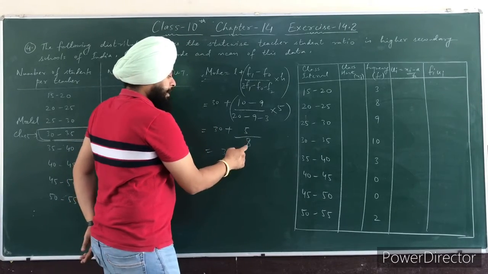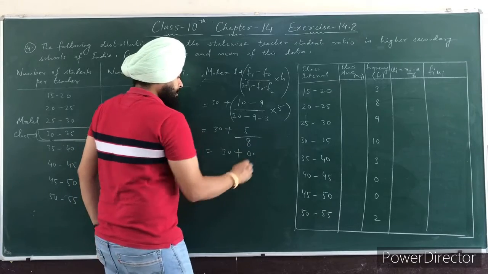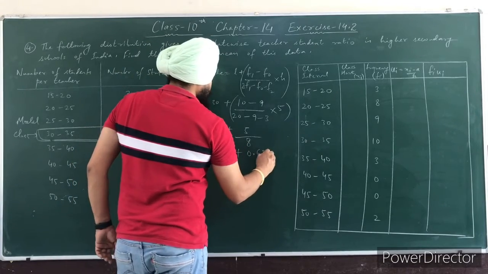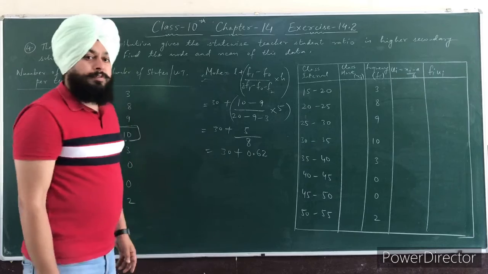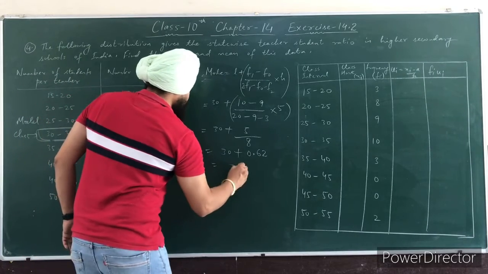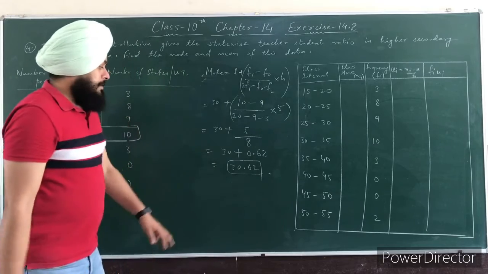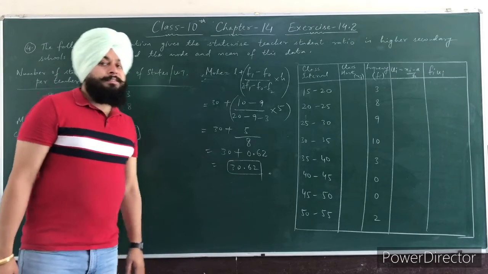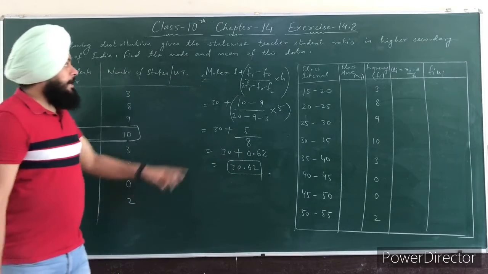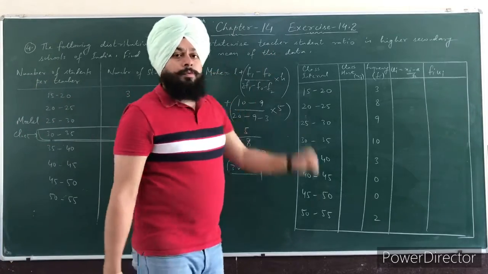Now divide this 5 by 8. It is 0.62 approximately, and it is 30.62. So this 30.62 is the mode for this data. Now we have to find the mean for this data also.